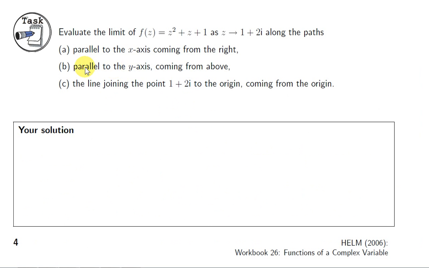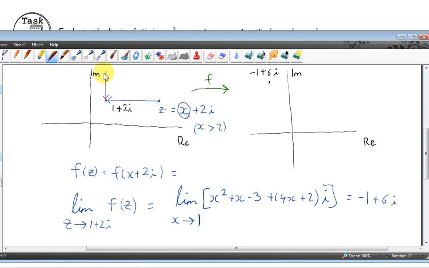Let's take a second path. This time z is approaching 1 plus 2i along a line parallel to the y-axis. So here's the picture. z is a point on this line, and the real part, as you can see, is 1, but the imaginary part is some general value y. Well, it says z is approaching the point from above, so y here would actually be greater than 2, but it doesn't matter. We could also approach from below, and you know, we're dealing with a continuous function, so from either side we will get the same result.